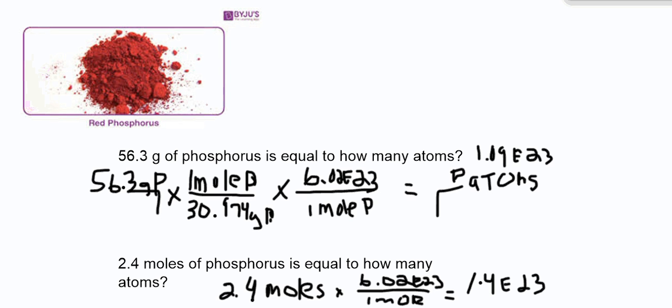All right, now it's time to see how you did. Did you take 56.3 grams of phosphorus and then times it by 1 mole over its atomic mass, 30.974 grams, and then times that by Avogadro's number, 6.02 exponential 23 per 1 mole? You get 1.09 exponential 23 atoms of phosphorus. And the bottom one, did you take 2.4 moles and simply times that by 6.02 times 10 to the 23rd per 1 mole? Hopefully that's what you did.